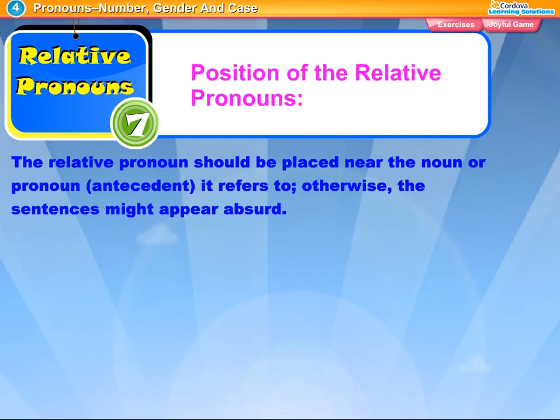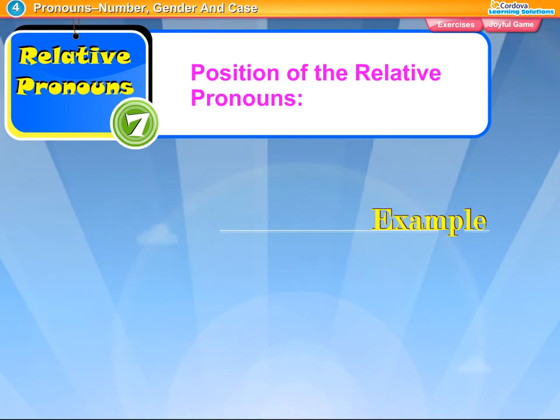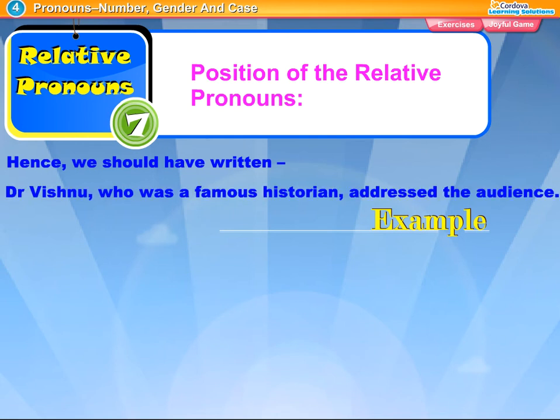Position of the relative pronouns. The relative pronoun should be placed near the noun or pronoun antecedent it refers to. Otherwise, the sentences might appear absurd. Examples: Dr. Vishnu addressed the audience, who was a famous historian. In this sentence, who actually refers to Dr. Vishnu, but because it appears after audience, the meaning is changed. Hence, we should have written, Dr. Vishnu, who was a famous historian, addressed the audience.